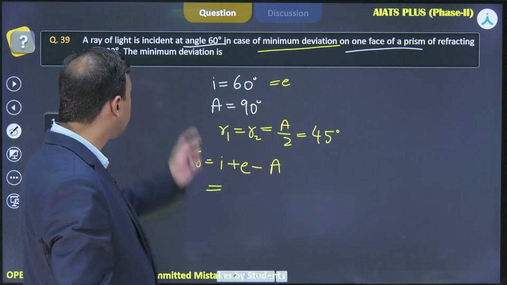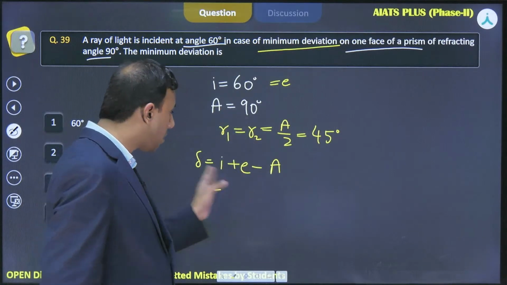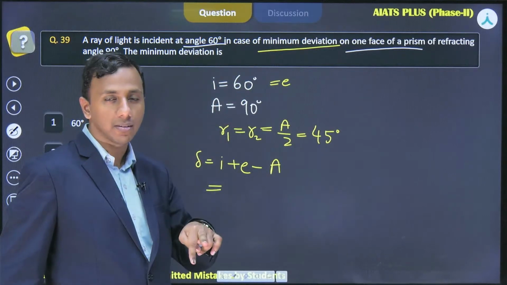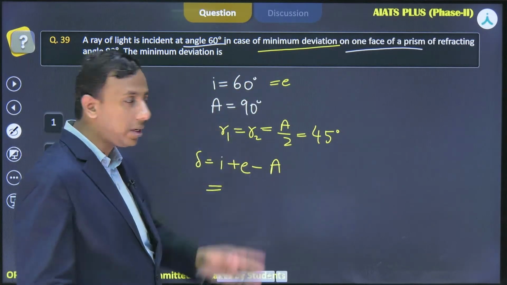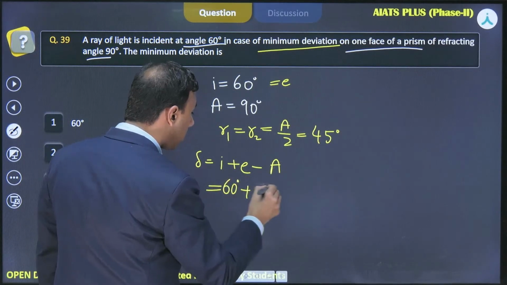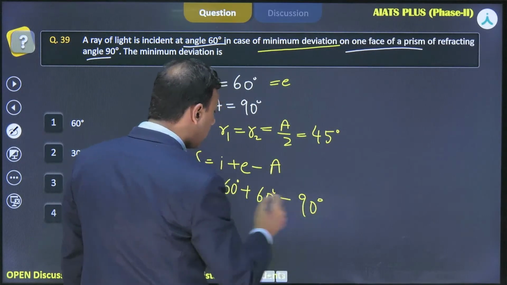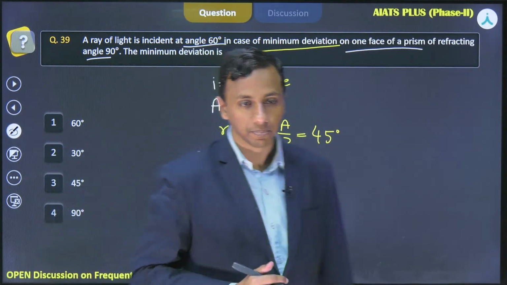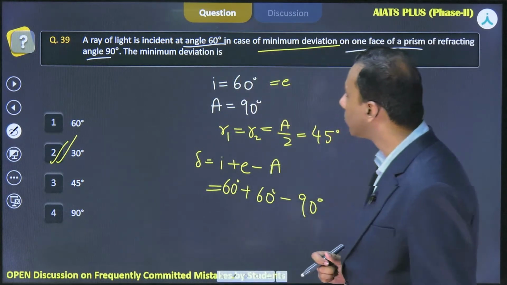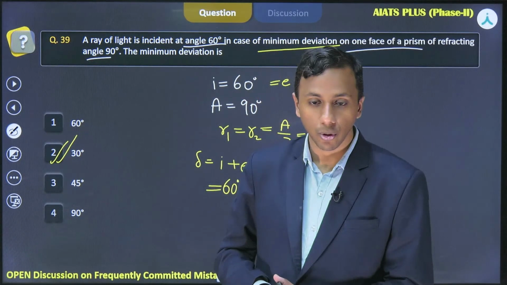Now here if you notice, there was no need for any other formula for deviation. With this formula itself, we are done, because they have already said that at this I only, minimum deviation is happening. So this I has to be equal to E. So 60 plus 60, all in degrees, minus A. A is 90. 120 minus 90, and that becomes 30 degree.